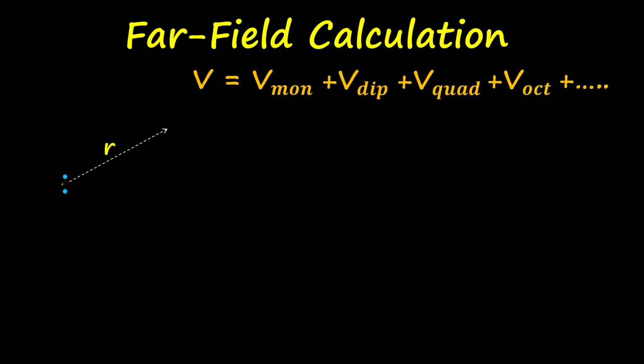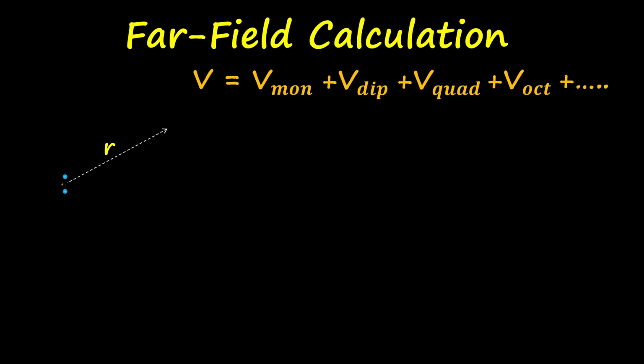In the far field calculation, we are interested in finding the electric potential or electric field at a point which is very far away from the dipole. For the far field calculation, we can use the multipole expansion. By the way, I have released a video on multipole expansion. If you're interested, you can go and watch the video. In multipole expansion, the electric potential is expressed as a contribution from different terms. The first one is the monopole, the second term is the dipole contribution, the third term is the quadrupole, and then we have octupole, and this series goes on.